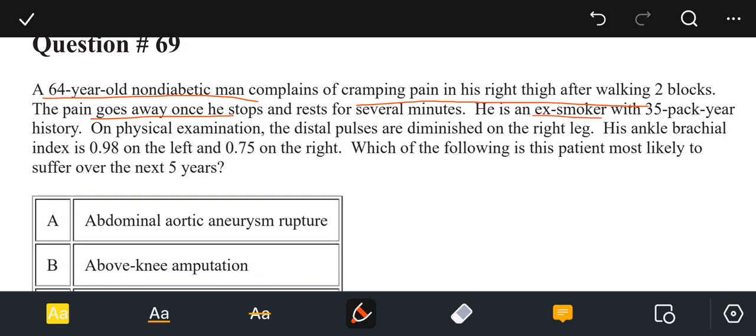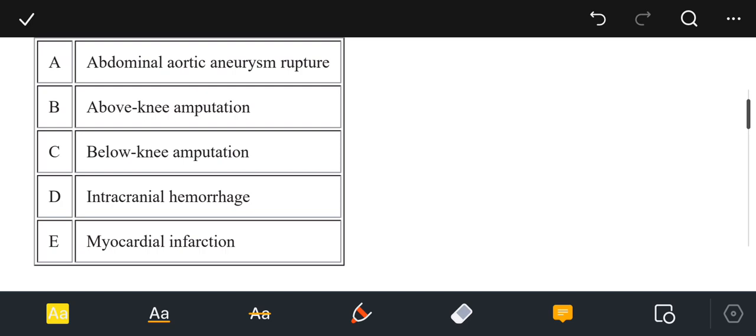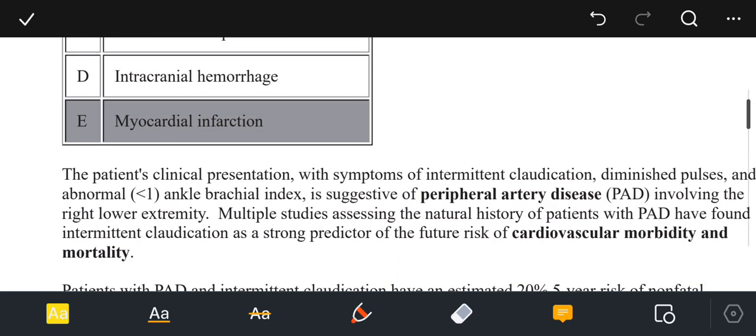On physical examination, the distal pulses are diminished on the right leg. His ankle brachial index is 0.98 on the left side and 0.75 on the right side. Which of the following is this patient most likely to suffer over the next 5 years? And the options are abdominal aortic aneurysm rupture, above knee amputation, below knee amputation, intracranial hemorrhage, or myocardial infarction. So the answer of this question is option eta, that is myocardial infarction.